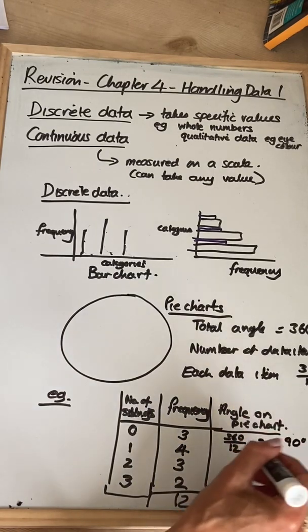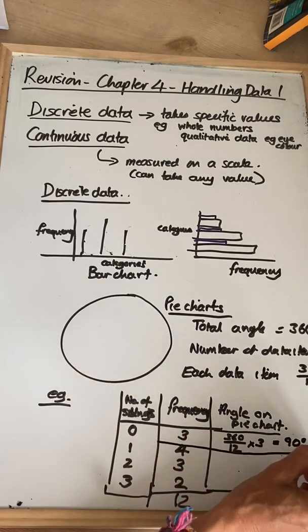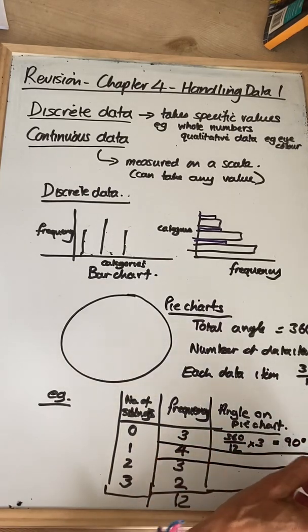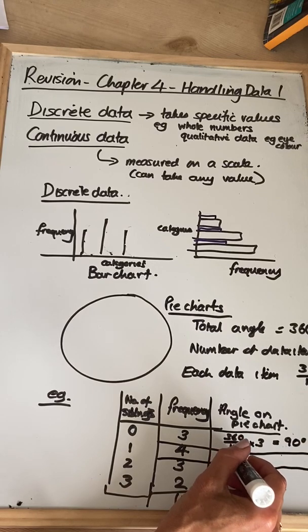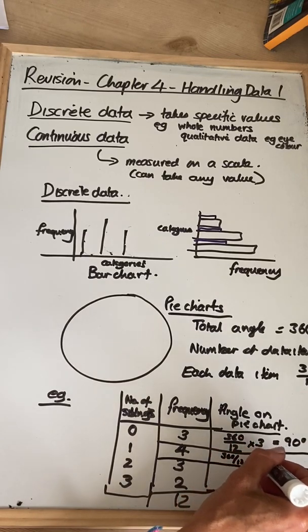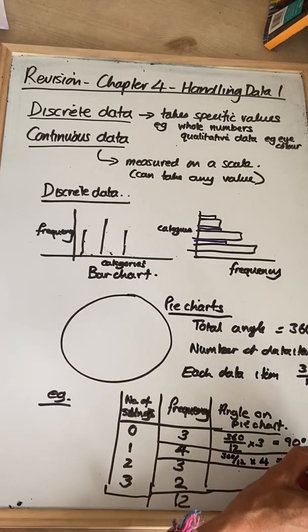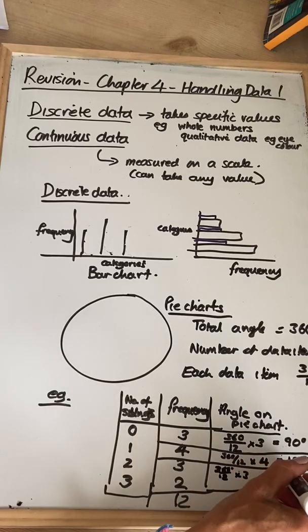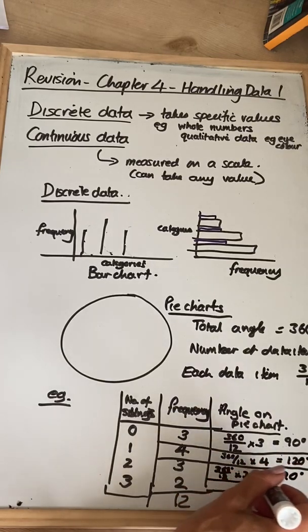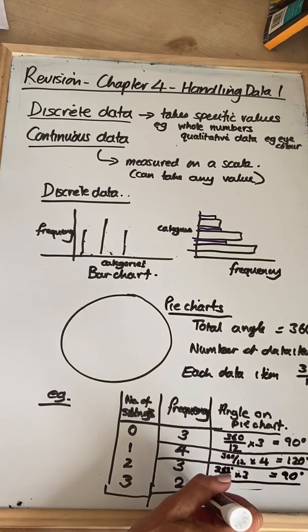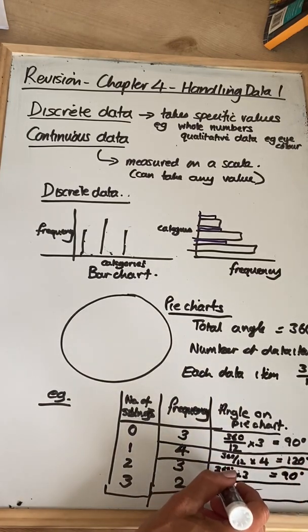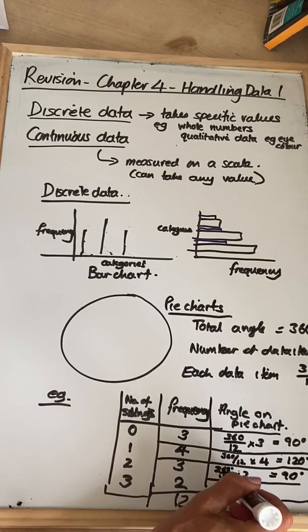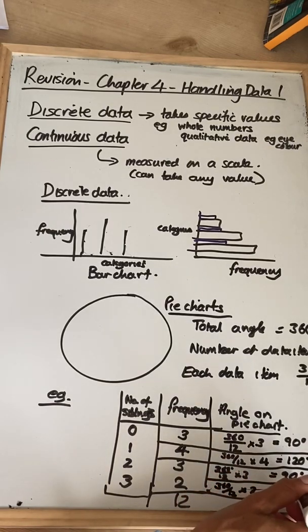So they're going to have 90 degrees. That's our first category. Our second category is going to be 360 over 12 times 4, which is 120 degrees. Our third category, we know 360 over 12 times 3 gives you 90 degrees again. And my last one, give myself a bit more space here. My last one is going to be my 30 degrees, 360 over 12 times 2, which is 60 degrees.